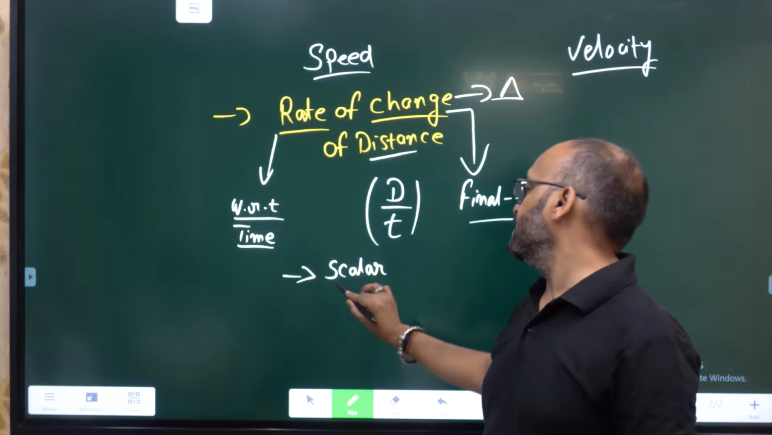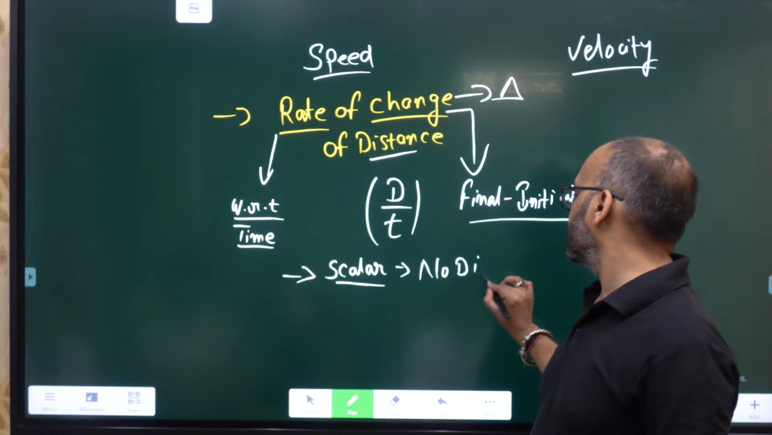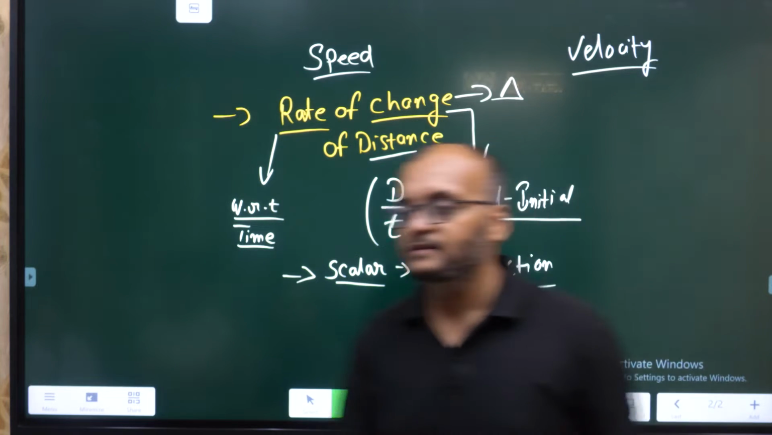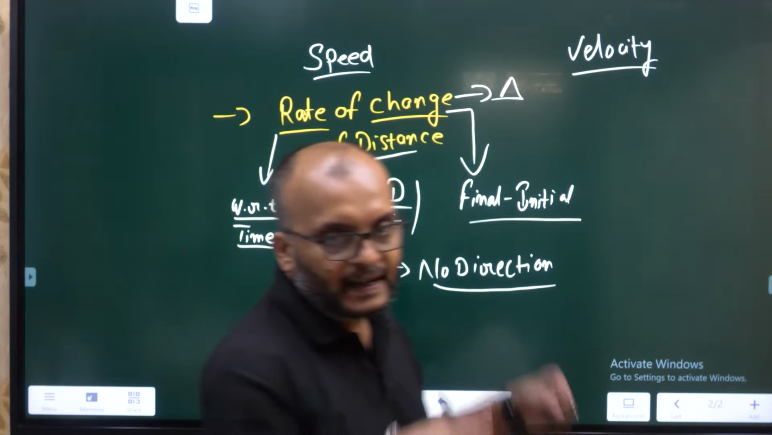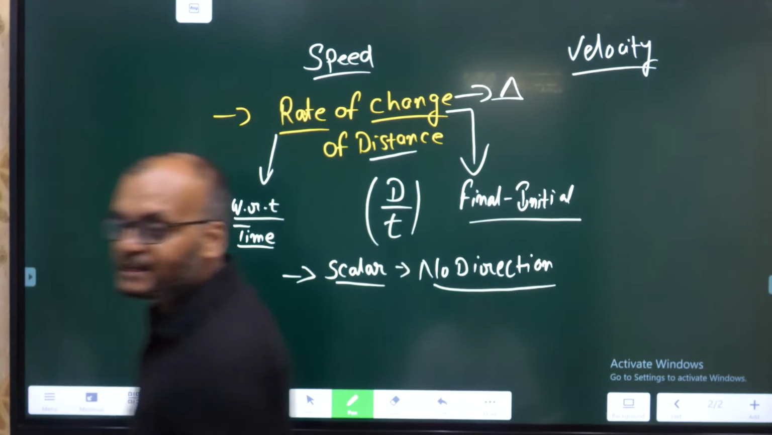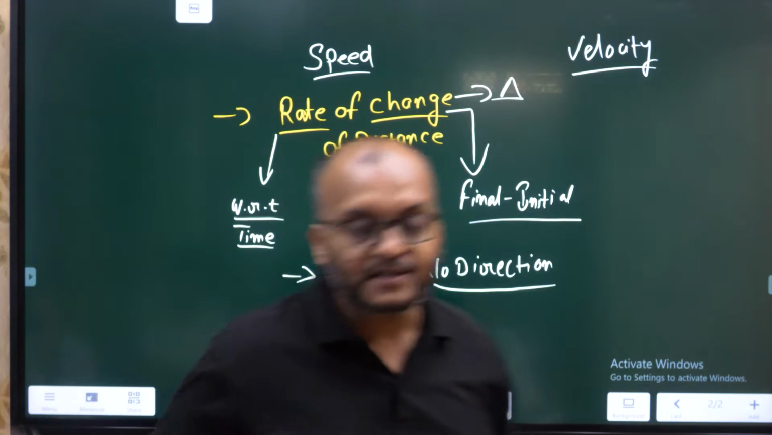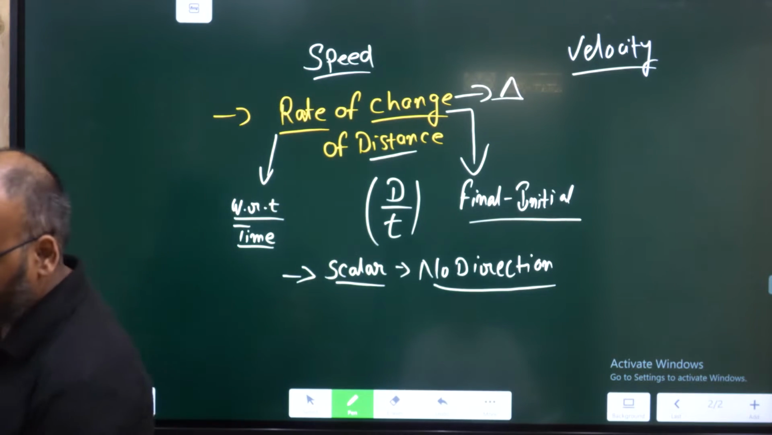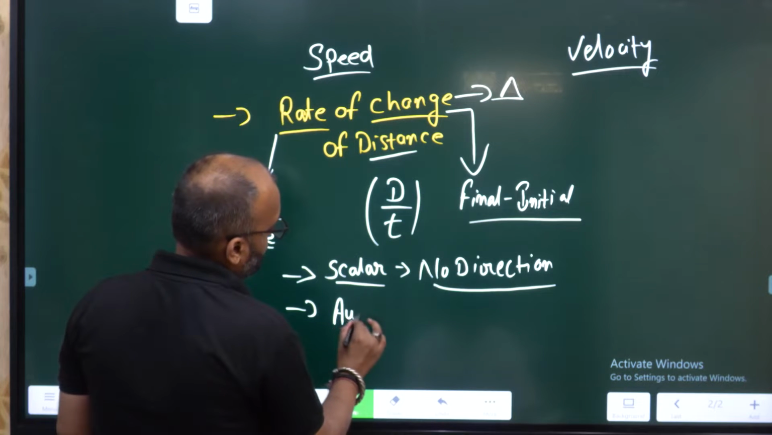Second point, speed is a scalar quantity. What do you mean by scalar? That it has got no sense of direction. If you are driving or riding at the speed of 60 kilometers per hour, you'll say I was traveling with the speed of 60 kilometers per hour. You won't tell that you were traveling in north direction or in south direction. So no sense of direction is involved with speed. Clear?